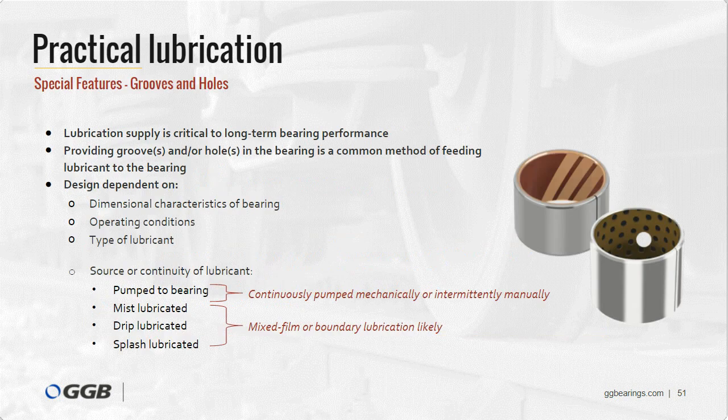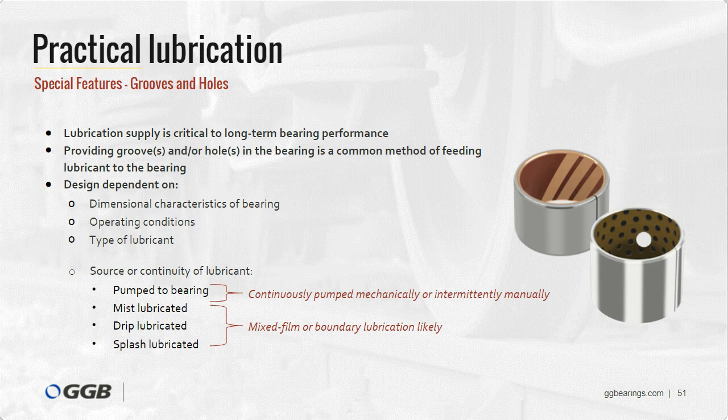So if clearance is important to lubricant flow, what else can we do to promote proper lubrication through our lubricated bearing? That's a good question. So some things we can do. Adding grooves or holes or both in a bearing is a common method for feeding lubricant to a bearing. This type of feature will be dependent on the application, but each has its place in a given system.